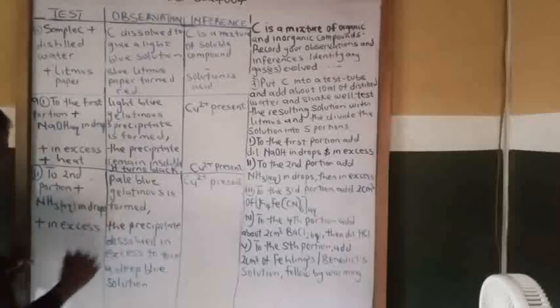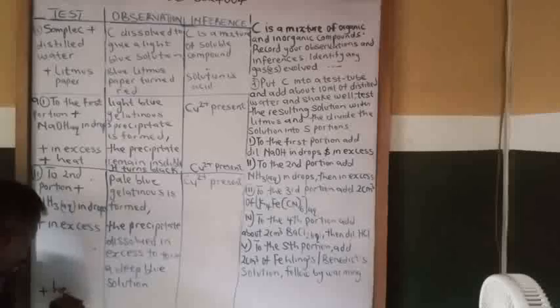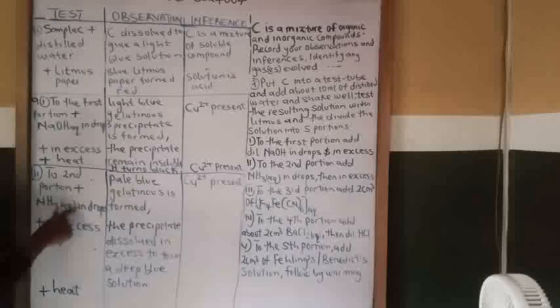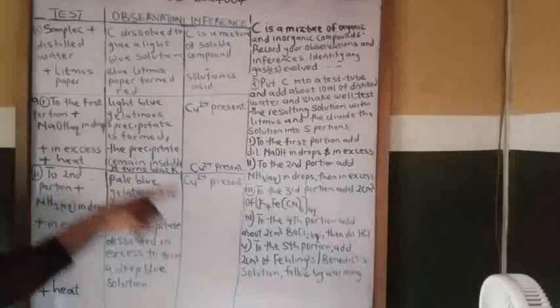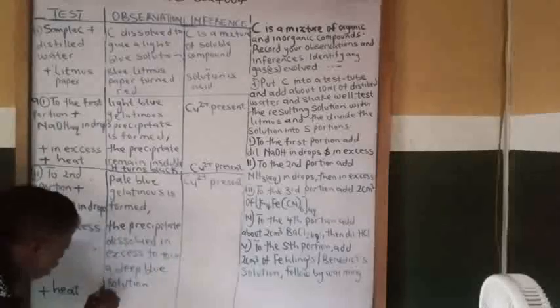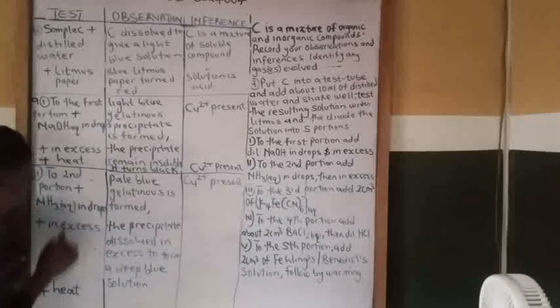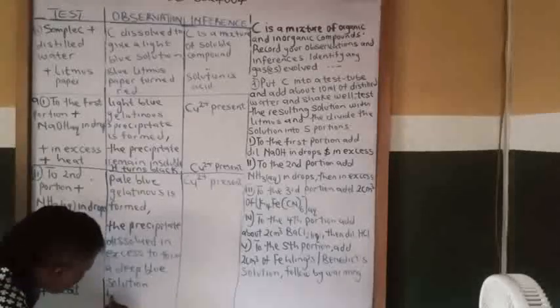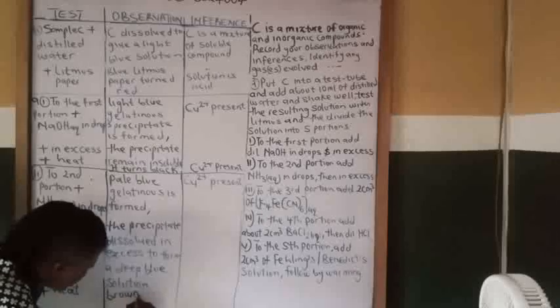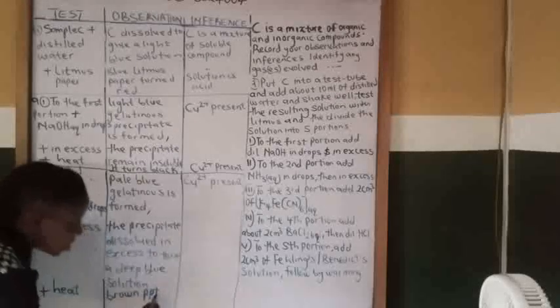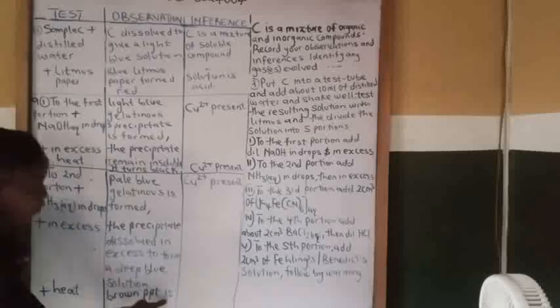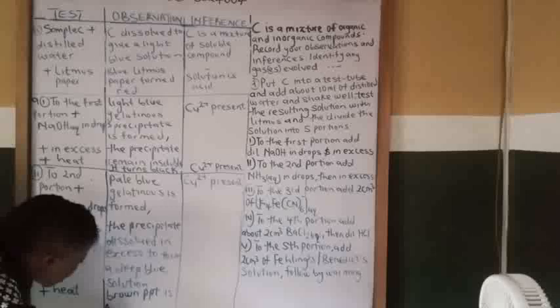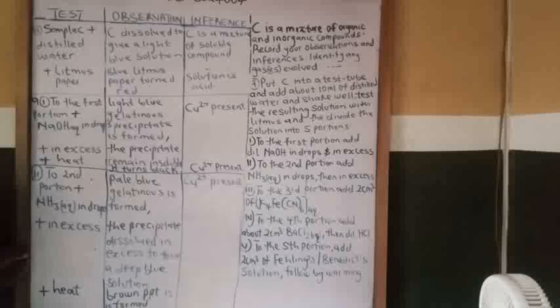So after this, they might ask you to heat the solution. If they ask you to heat the solution that you have added this ammonia to, what you want to test for is reducing sugar. So what will be your observation? When this solution, Roman figure 2, is heated, you are going to have a brown precipitate. PPT means precipitate is formed. Please don't write PPT. Brown precipitate is formed.